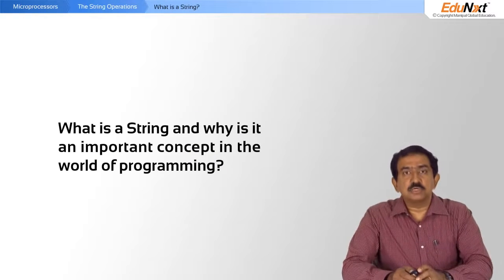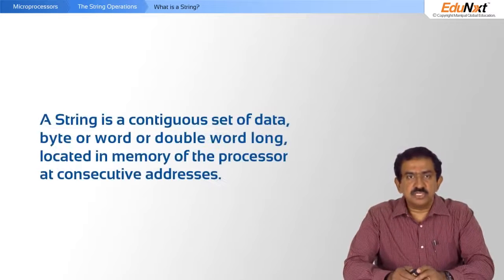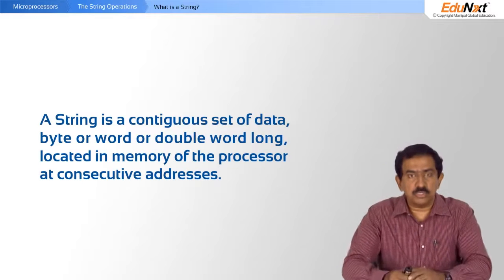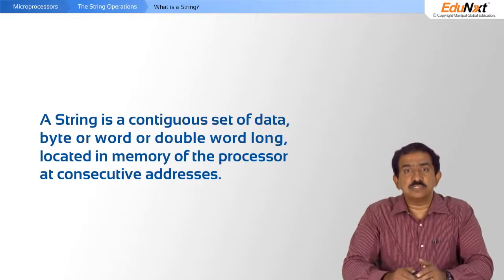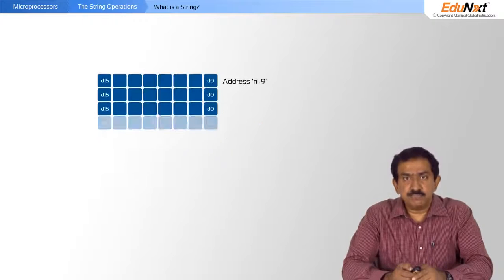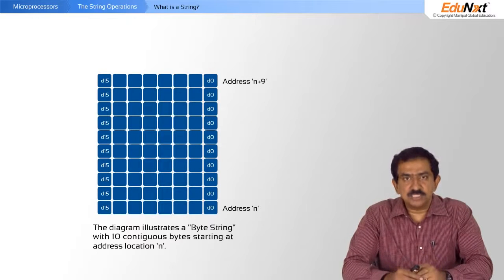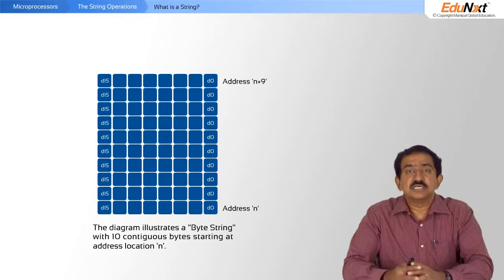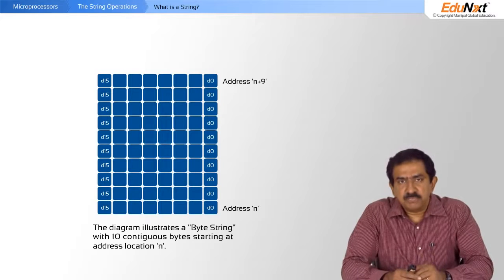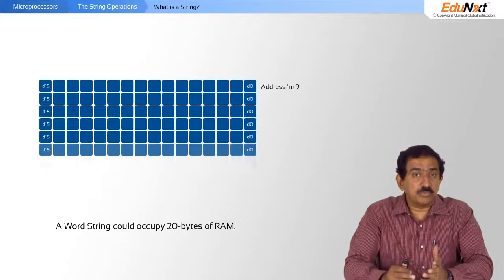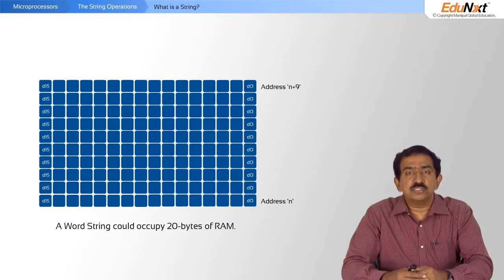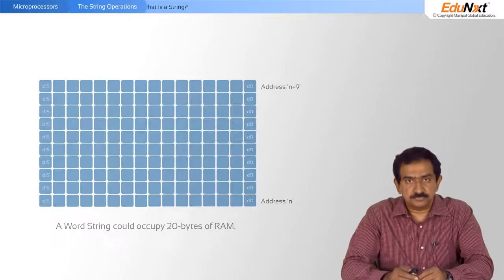And why is that such an important concept in the world of programming? A string is nothing but a contiguous set of data. It could be a byte long, it could be a word long, a double word, it doesn't matter, but it is a contiguous set of data somewhere within the memory of the processor. In this example, we have 10 contiguous bytes of data that represent some kind of information, and in this case, it's called a byte string. If this were a word, so that means it occupied 20 bytes of RAM, it would be called a word string, but again just 10 contiguous locations as far as the processor is concerned.